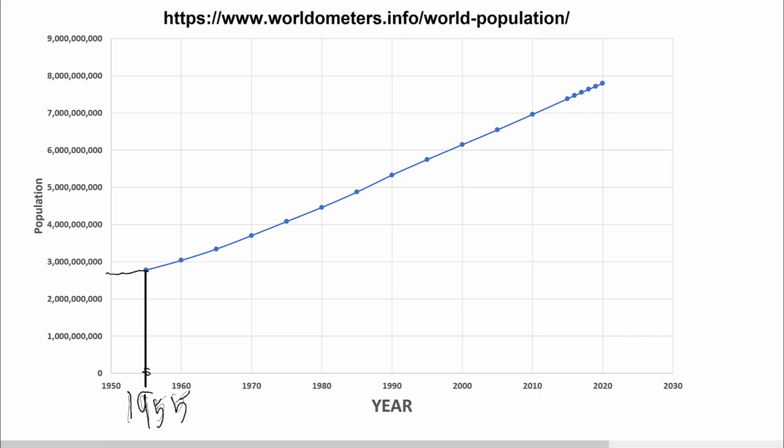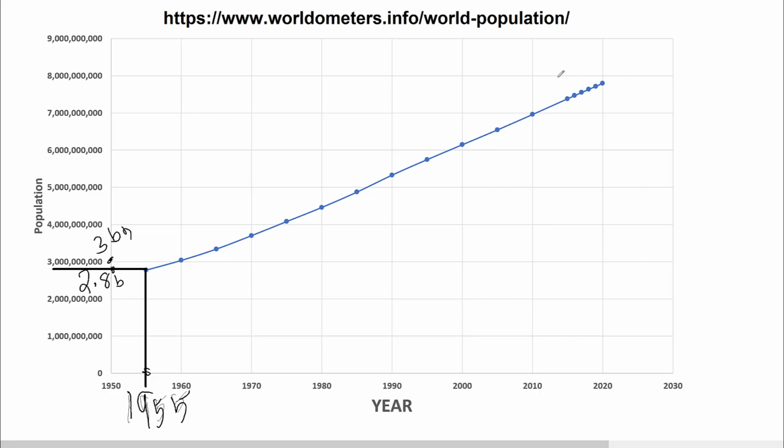And actually, that's not very good. I should better use a ruler. Okay, all right. So here, if you look at this, then this point is about 3 billion, right? So this would correspond to about 2.8 billion. So we see how the population in this data has grown from 2.8 billion people to approximately reaching about 8 billion people now.